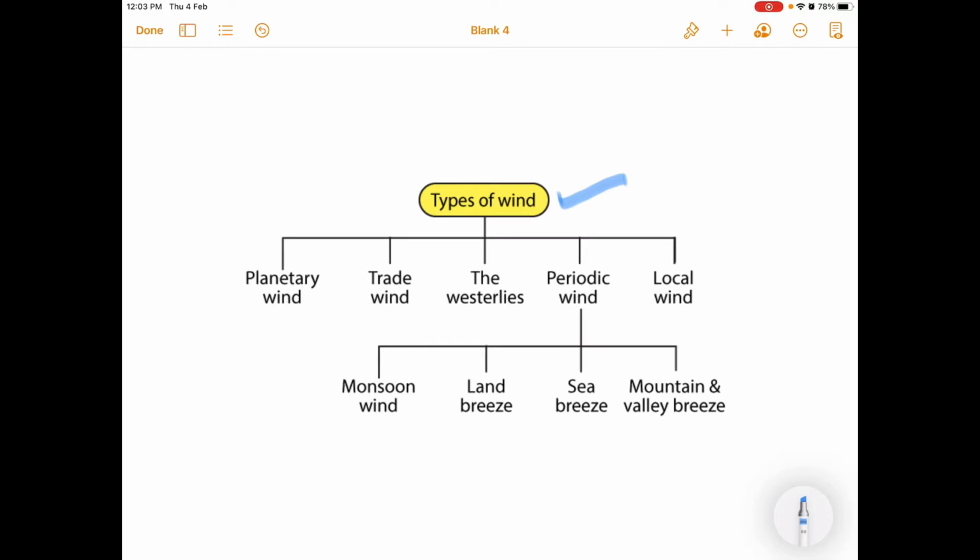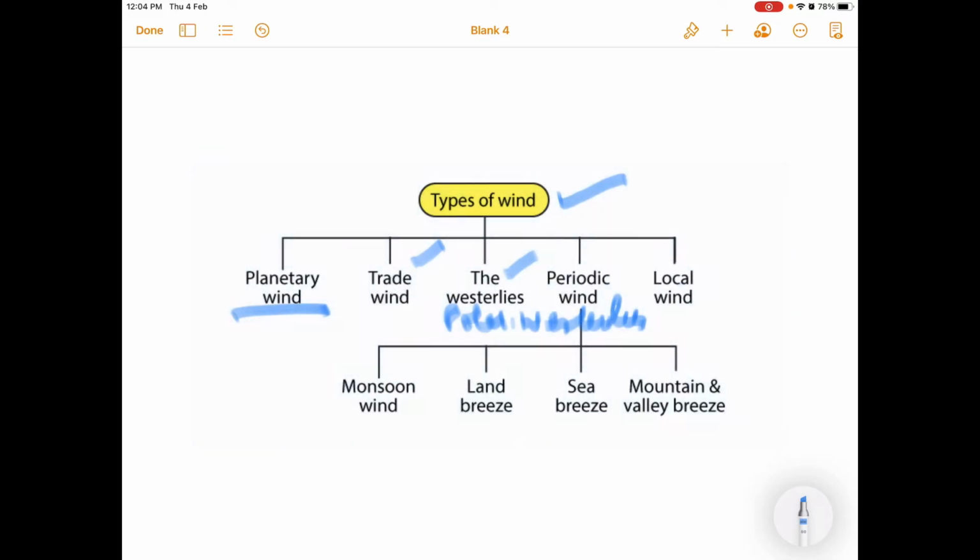Wind movement in the atmosphere may be classified into three broad categories. First is primary circulation, which is related to the general arrangement of the pressure belts. Because of the difference in pressure in the different parts of the world, winds are created, and they are known as the planetary winds. They are also known as the permanent winds. Under the planetary winds, we are going to study the trade winds, the westerlies, as well as the polar easterlies.